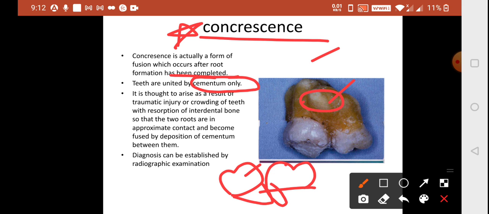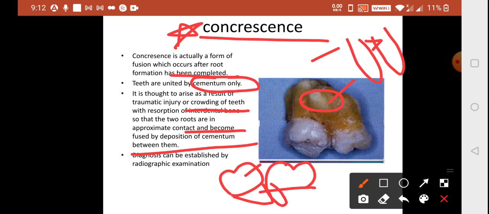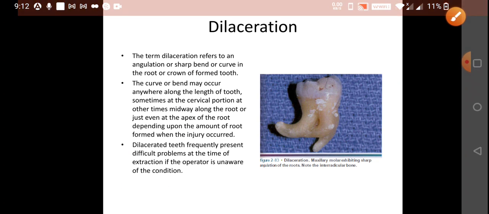You are going to see that two separate crowns are there, meaning there is no union in the crowns, but the roots are united, and that is known as concrescence. And even the question can be asked: what can be the etiology of concrescence? It occurs as a result of traumatic injury or crowding of the teeth with resorption of the interdental bone, so that the two roots are in contact and become fused by the deposition of cementum between them. So there is one root and there is another root. They are attached together by the cementum. The anomaly is concrescence and it can be examined radiographically.